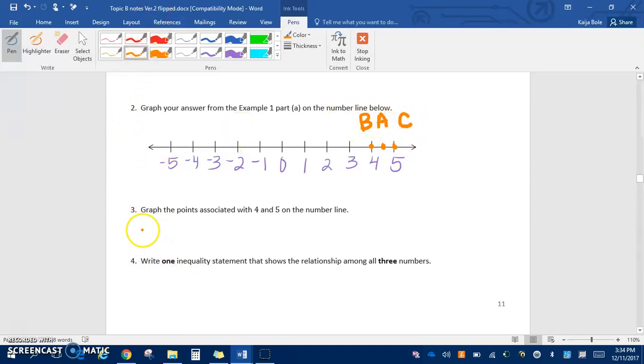That kind of took care of number 3, where it says graph the points associated with 4 and 5 on the number line. Now it says to write one inequality statement that shows the relationship among all 3 numbers. So we're going to combine it, and we're going to need more than one inequality symbol. I'm going to put my numbers in numerical order first, so $4, $4.50, and then $5. We know that $4.50 is greater than $4, so my symbol needs to open up to the $4.50. And $5 is greater than $4.50, so again it needs to open up to the bigger number, the $5. That's all we have to do for that example.